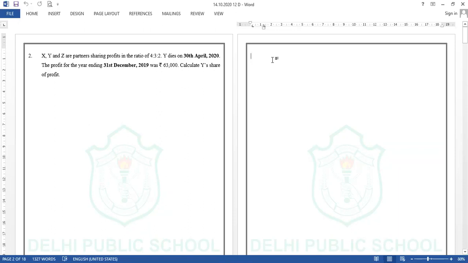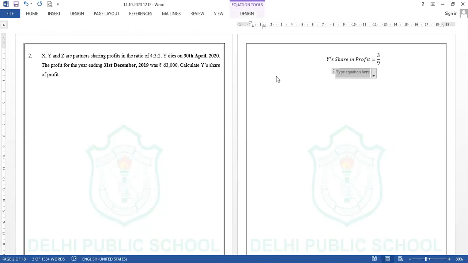Now, two things are really important here. What are the things to be taken care of before we calculate the share in profit? The first thing to calculate is Y's share in profit, that is, the deceased partner's share. Y dies, so Y's share can be seen as 3/9.